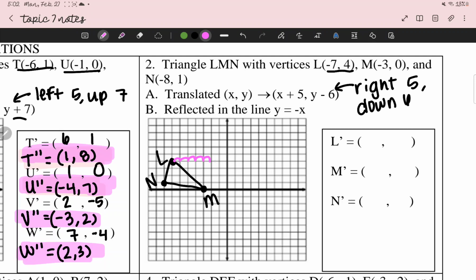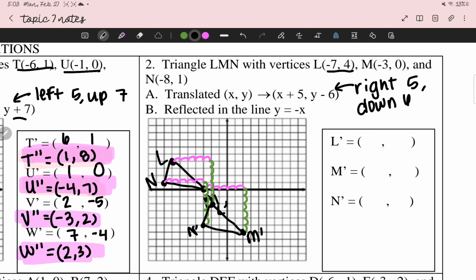1, 2, 3, 4, 5. And down 6 for every single one. 1, 2, 3, 4, 5, 6. That's my new point L prime. Alright, do it one more time for the M. 1, 2, 3, 4, 5, 6. And then I got one more for my N. 1, 2, 3, 4, 5, 6. Okay, N prime. All right, that's the second triangle.